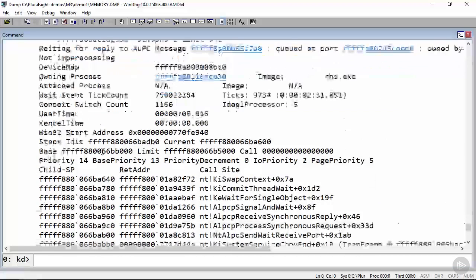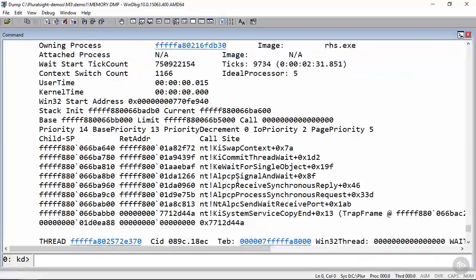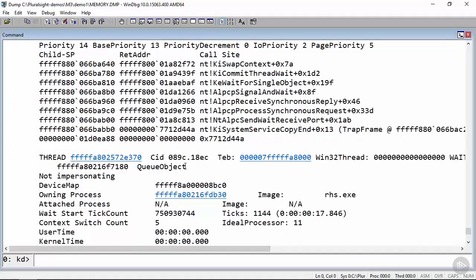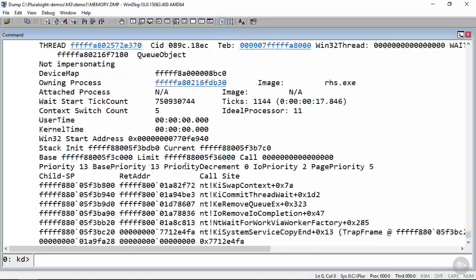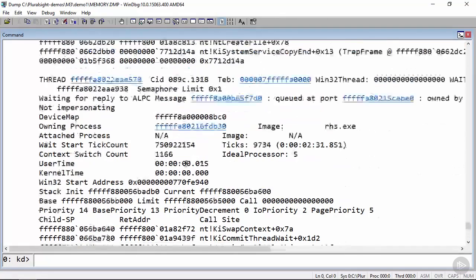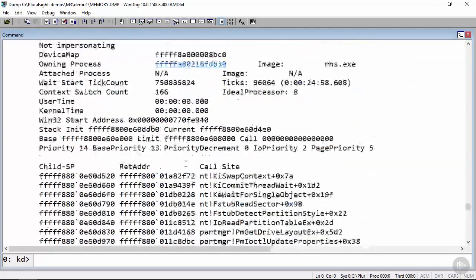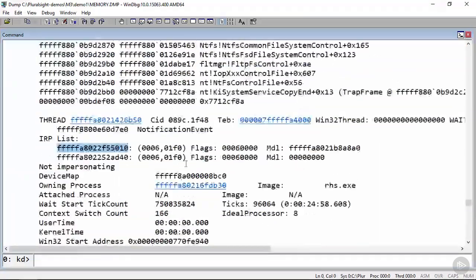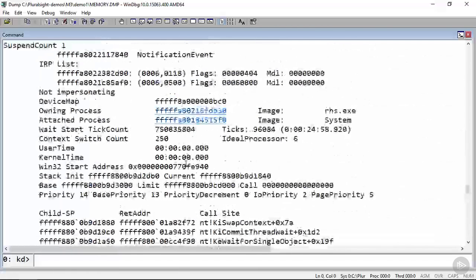The rest happen to be very much the same thing, where we've got the APC being delivered and waiting. So what I'd like to do at this point is go take a look at those two threads of interest. So here we are at the first one, and I want to take a look at these I/O request packets.